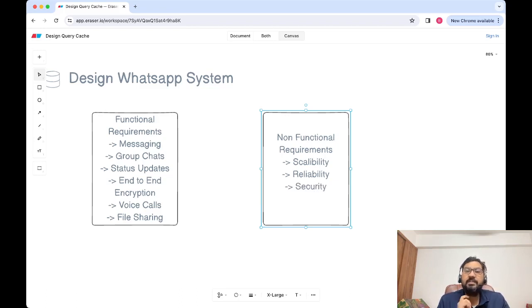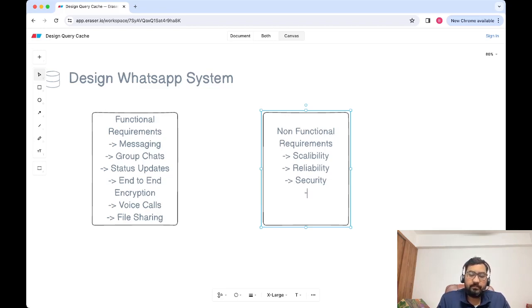The next aspect is security. As we also talked about in the functional requirements, security is all about protecting user data because it's a messaging platform. So the data has to be encrypted and it has to be channelized over a secure protocol. The next part would be low latency.